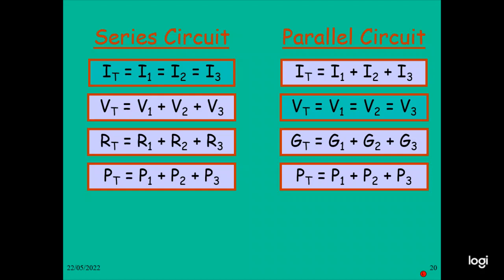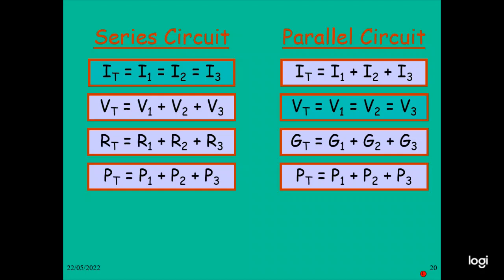For the series circuit, the current is the same. The supply voltage is the summation of all voltages, the supply resistance is the summation of all resistances, and the supply power is the summation of all power. This is a series circuit. For the parallel circuit, the supply current is equal to the sum of the branch currents. The voltages are the same, and the inverse of the resistance is equal to the sum of the inverses of all the resistances.